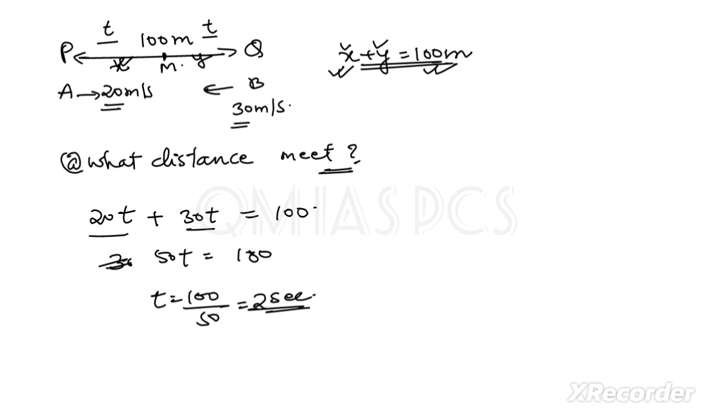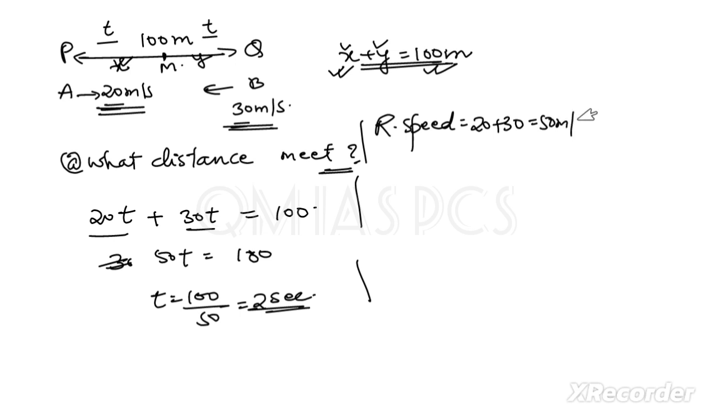Now if you want to use relative motion, then what will we do? Think a little. What I have told you is, if they are moving towards each other, that is in opposite directions, then relative speed is equal to what? We have to add both values, both speeds. So in that method, relative speed is equal to 20 plus 30, and that is 50 meters per second.